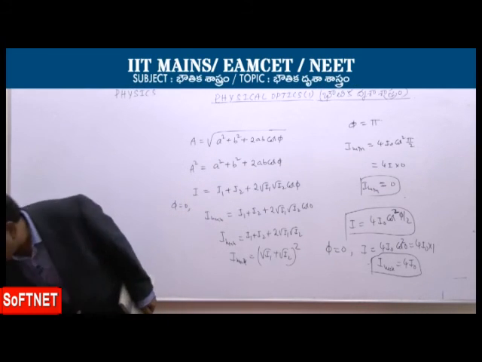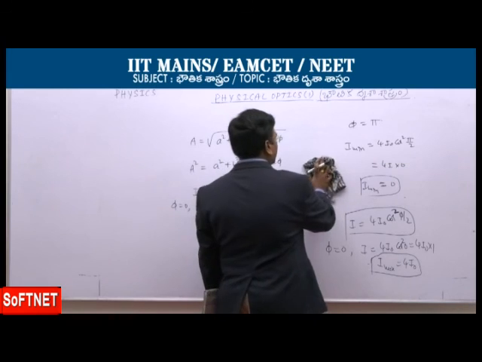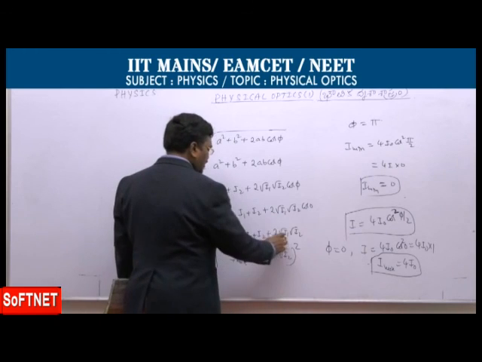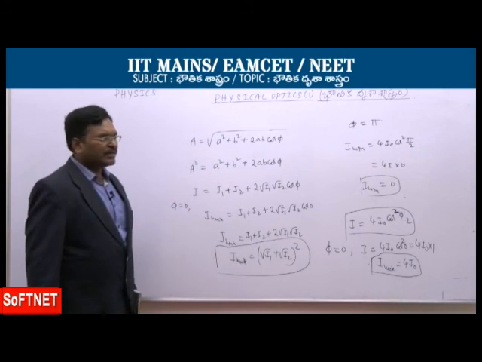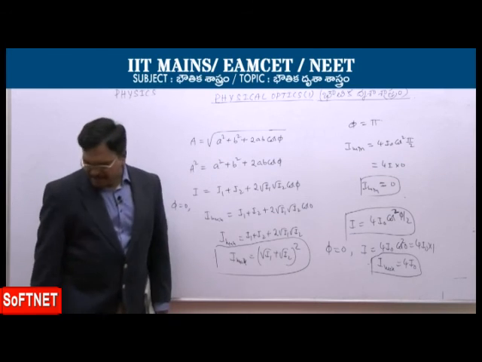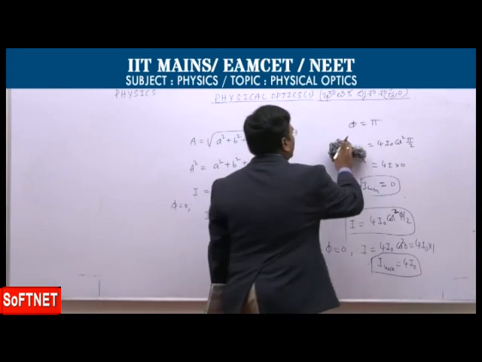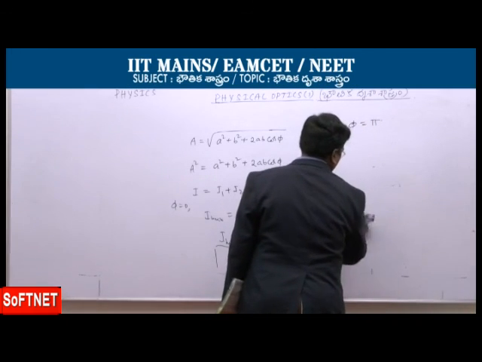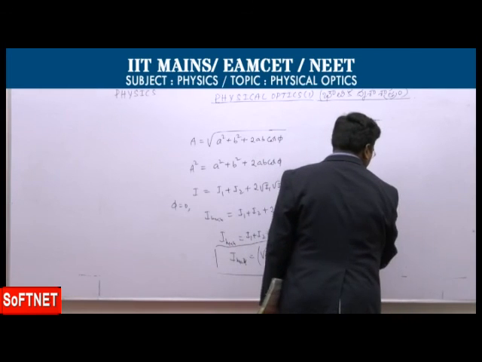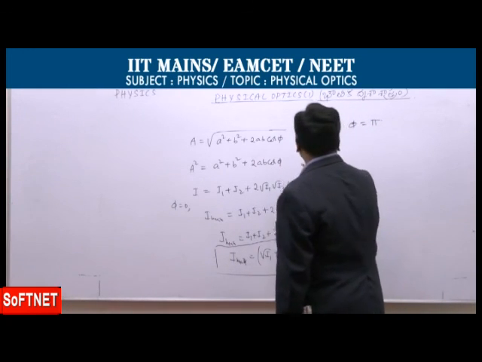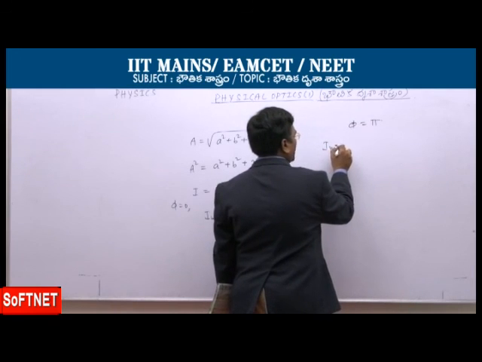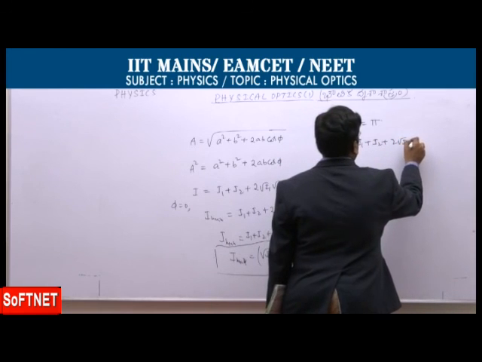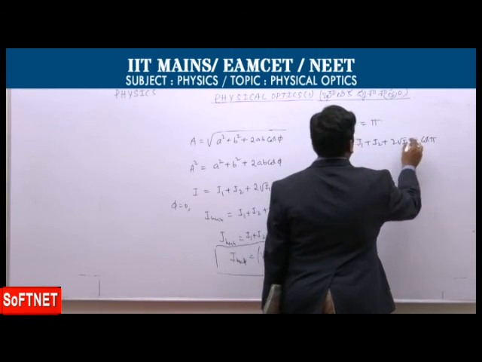In the same way, we calculate minimum intensity. For minimum intensity, what do we take? You remember the formula for maximum intensity: root I1 plus root I2 whole square. And minimum intensity means what? The phi value is pi, 180 degrees out of phase. Now what are we getting? I minimum is equal to I1 plus I2 plus 2 root I1 I2 cos pi. Cos pi is minus 1.